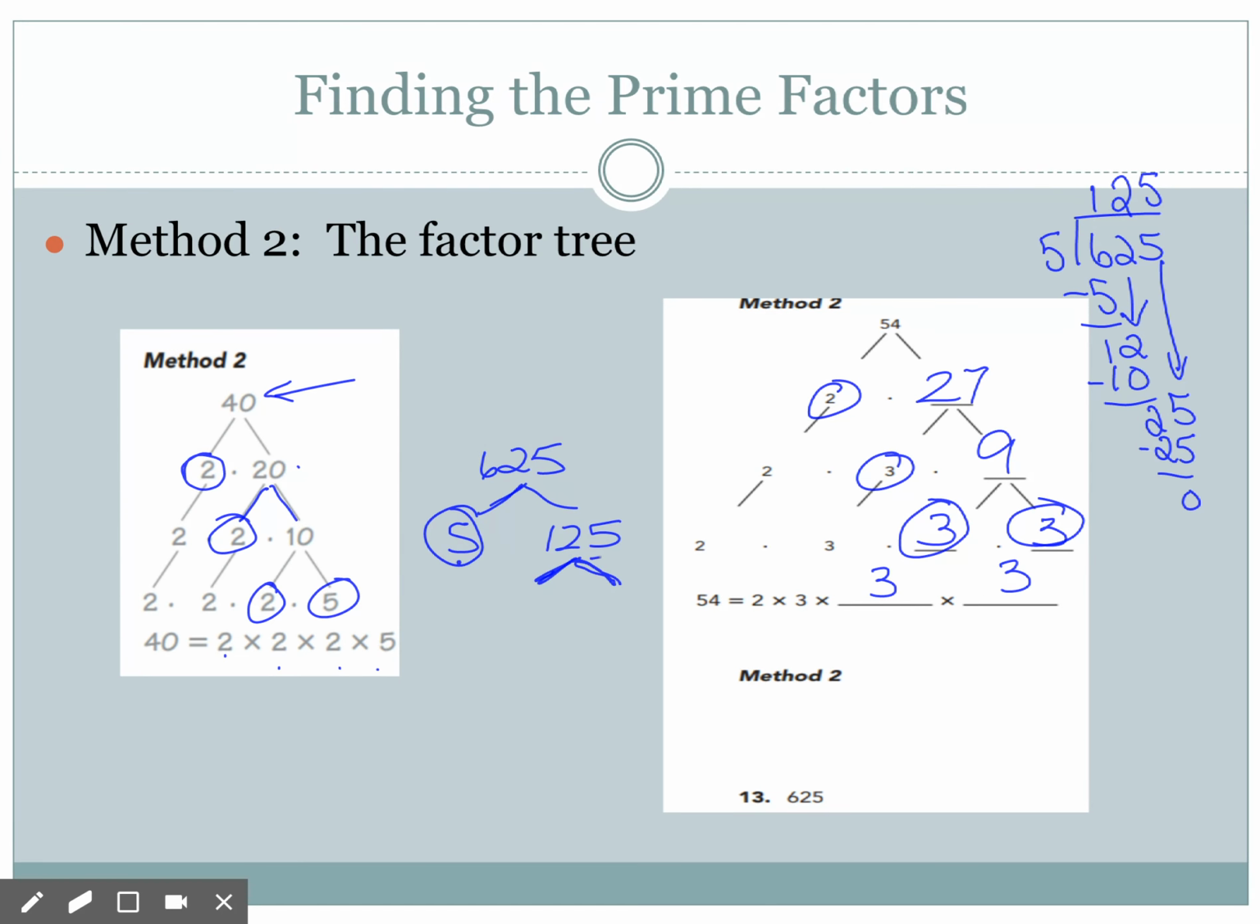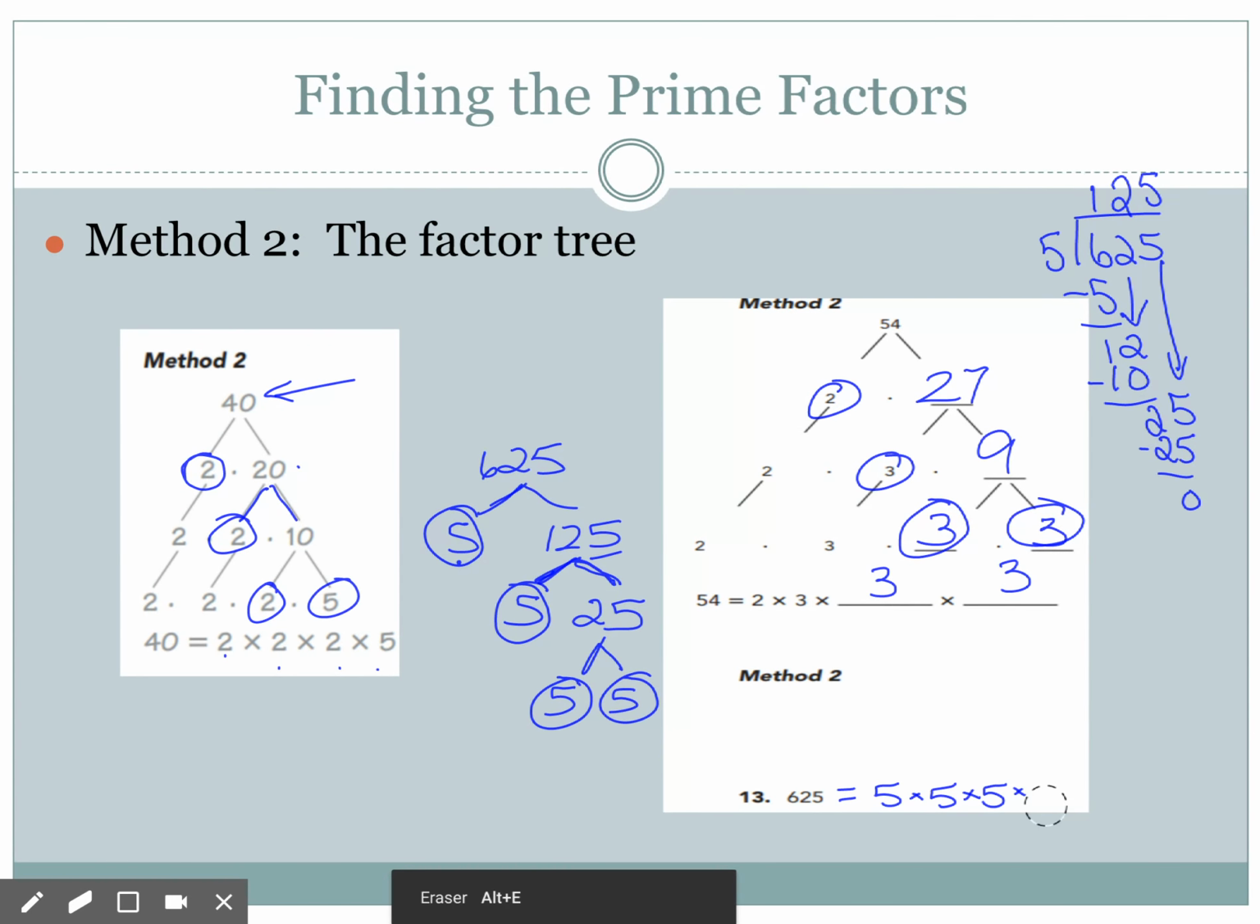I'm done with it. And it ends in 5, so I know I can break it down more with a 5. This one I know. I know 5 times 25 is 125. So I'm going to keep going, and 5 times 5 is 25. So 625 equals 5 times 5 times 5 times 5. I don't know why I wrote 4 times 5.